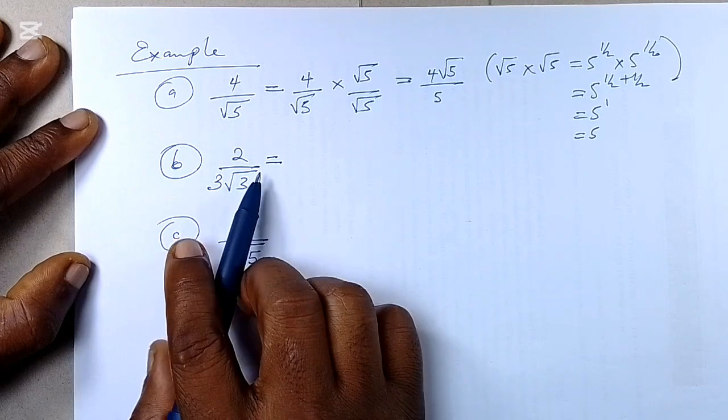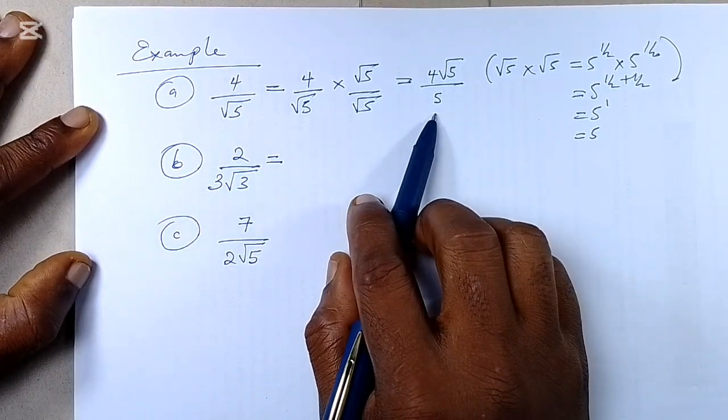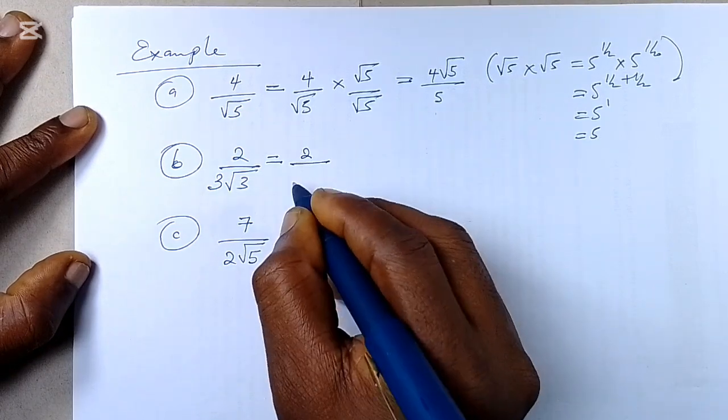Now, the next one we have to solve is this. So this problem has been rationalized. And why is that so? The denominator is now a rational number. So let's do the second one.